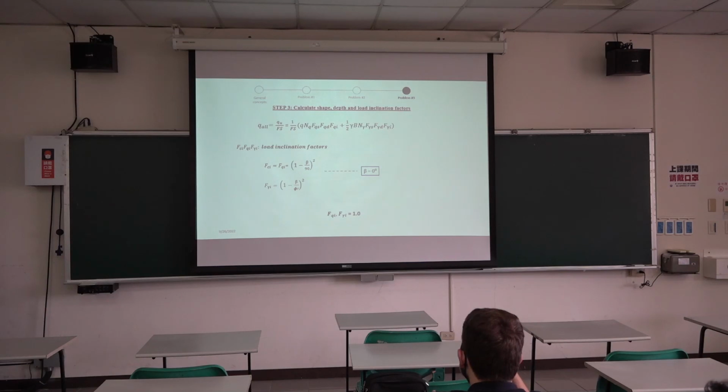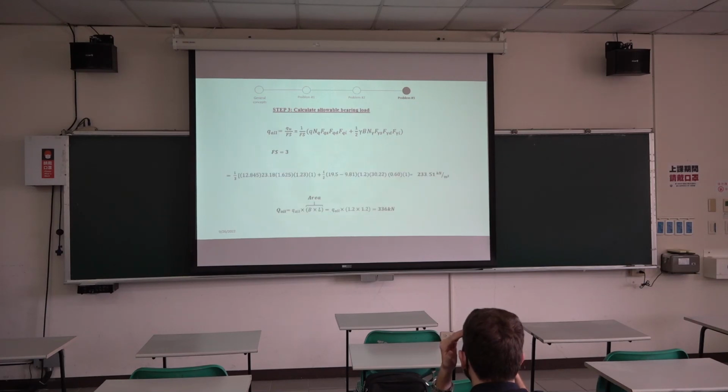Lastly, we have the load inclination factors. Luckily, our load is vertical, and that means less work for us. It makes life easier, and we have these factors as 1. So the last step, we calculate the allowable bearing load. We have the factor of safety as 3. We have calculated all these other factors, so we just put them here.